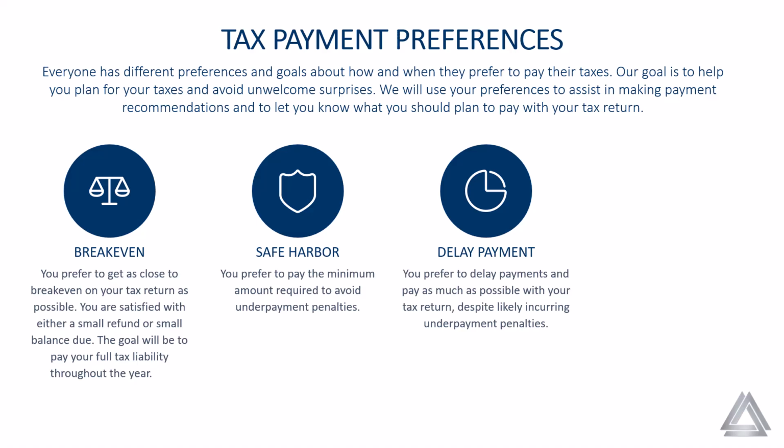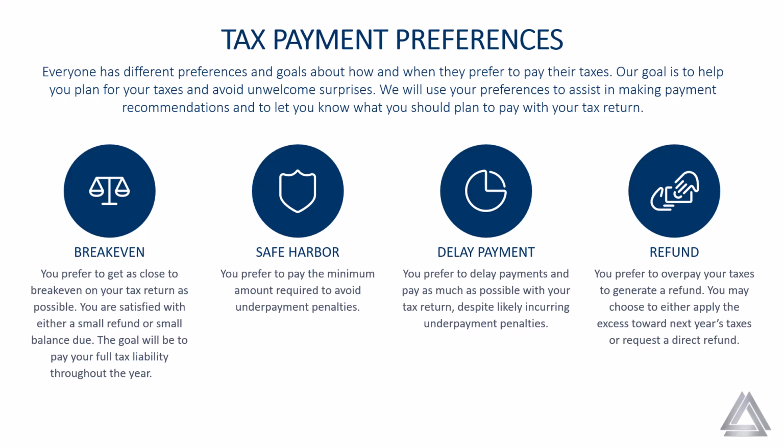Delay payment. If you prefer this method, you prefer to delay payments and pay as much as possible with your tax return, despite likely incurring underpayment penalties. Refund. Last payment preference is a refund. Is when you prefer to overpay your taxes to generate a refund. You may choose to either apply the excess towards your next year's taxes or request a direct refund.